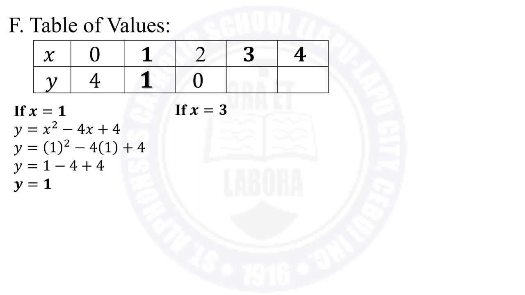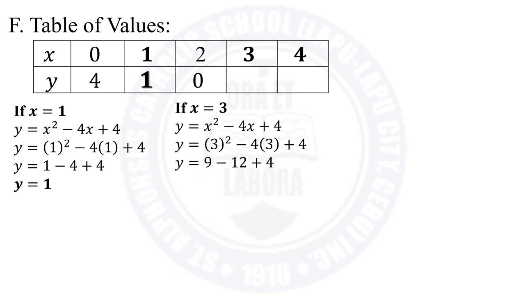Next would be if our x equals 3. So, y equals x squared minus 4x plus 4. Change x to 3, so 3 squared minus 4 times 3 plus 4. Y equals 9 minus 12 plus 4. So what is our answer here? 9 minus 12 is negative 3, plus 4. So negative 3 plus 4 is positive 1. So, therefore, our y is 1 if our x is 3. So, put it again on the table of values.